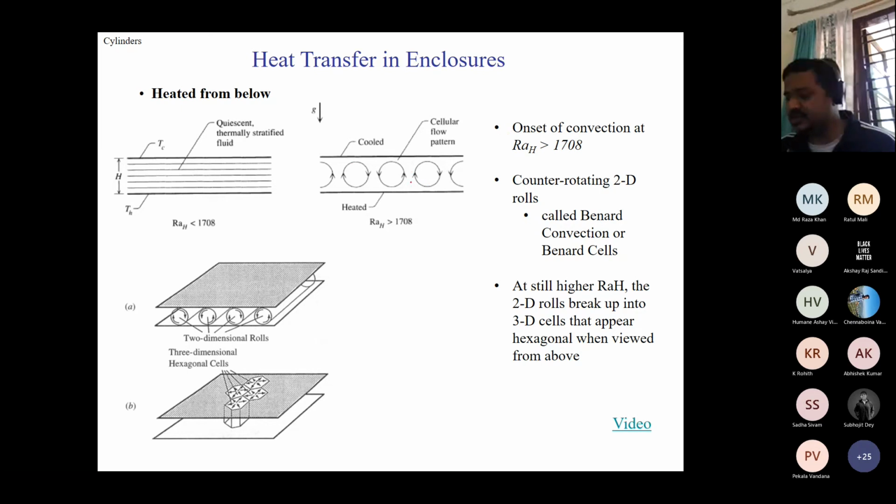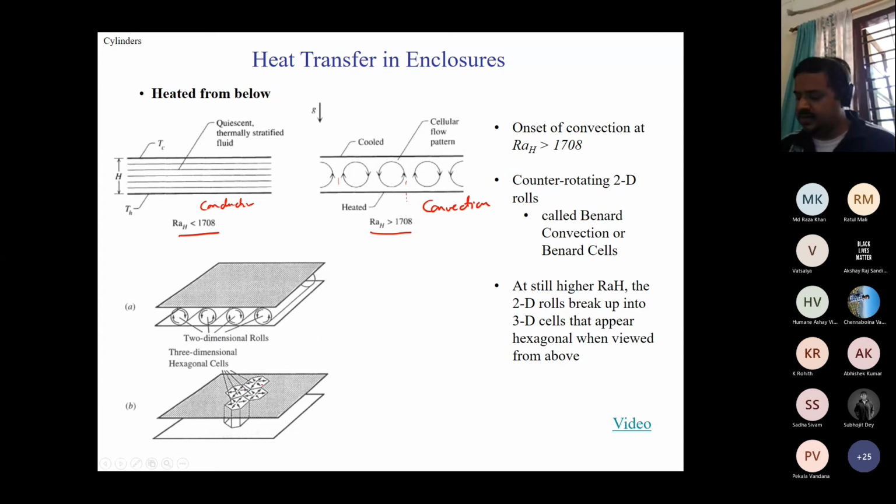As you can see, it happens in pairs. From this point, for example, the flow rises, one turns right, one turns left, comes down. Same here. And this is for Rayleigh number greater than 1708. Here, it's only conduction, no convection. So you have these two-dimensional rolls.